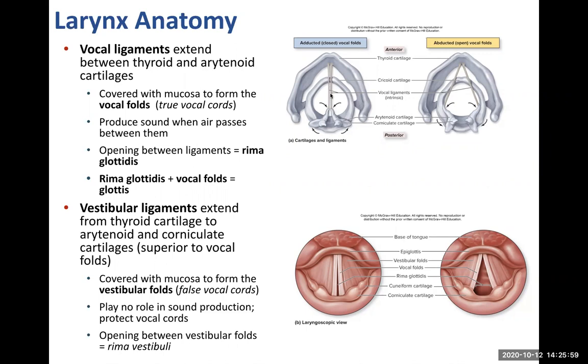When we talk about vocal cords, we talk about false versus true vocal cords. True vocal cords are the vocal cords that actually produce sound. False vocal cords, the technical term for false vocal cords, are vestibular folds.